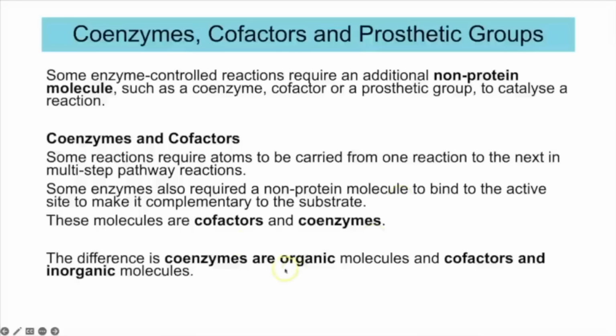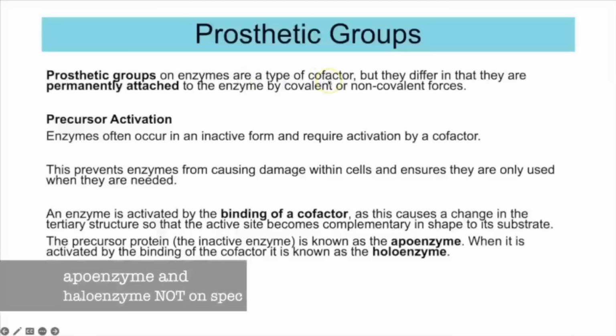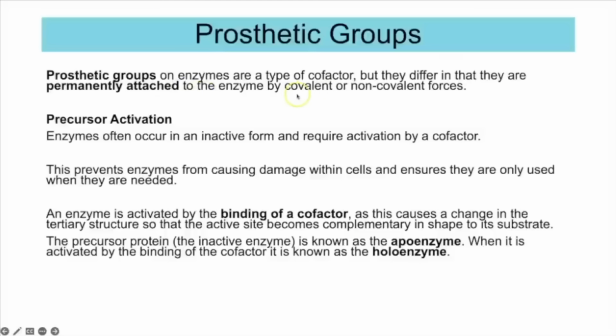The difference between the two is that coenzymes are organic molecules and cofactors are inorganic molecules, meaning they don't contain carbon. A prosthetic group on an enzyme is a type of cofactor, but they differ in that they are permanently attached to the enzyme by a covalent or a non-covalent force.